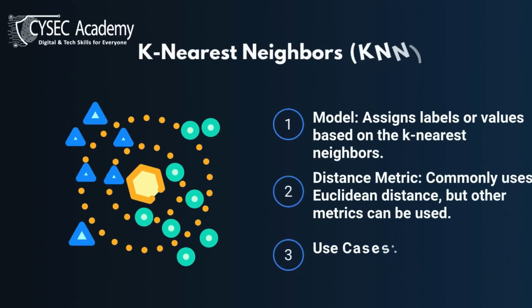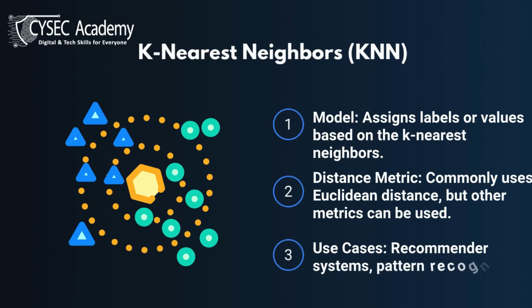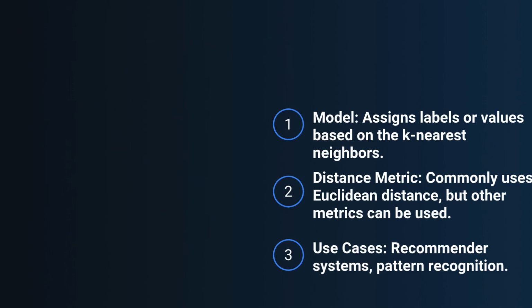5. K-nearest neighbors, KNN. KNN assigns labels or values based on the majority vote or average of the K-nearest neighbors. Key aspects include: 1. Model. Assigns labels or values based on the K-nearest neighbors. 2. Distance metric. Commonly uses Euclidean distance, but other metrics can be used. 3. Use cases. Recommender systems, pattern recognition.